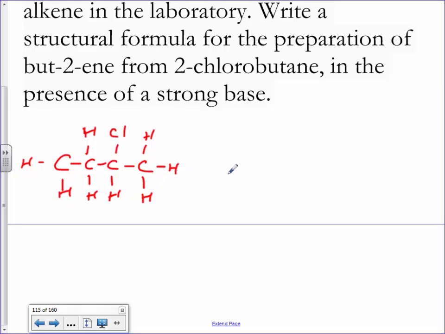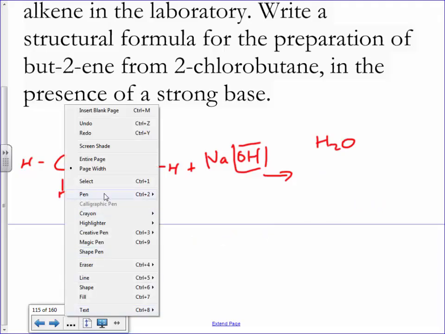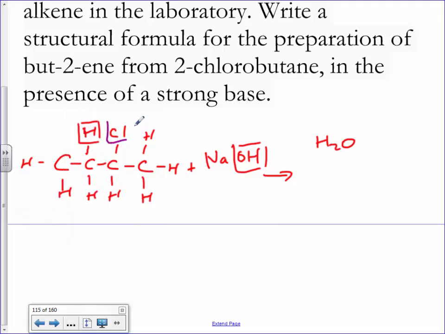Okay, we're going to add a strong base. Sodium hydroxide will work. Is it the sodium we care about? No, it's the hydroxide, right? Because what's going to happen is this hydroxide will pull off, say, this hydrogen right here. And in doing so, it'll make you water. The chlorine will also fall off and attach itself to the sodium, so you'll also have sodium chloride.